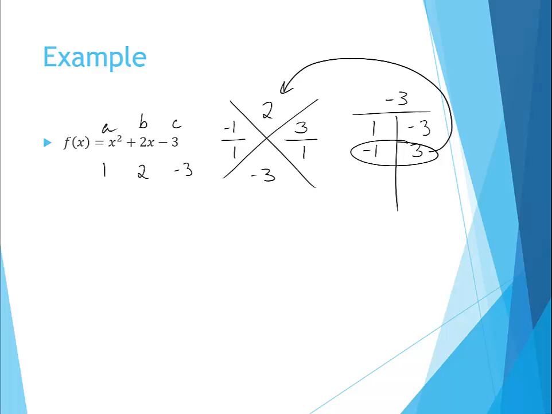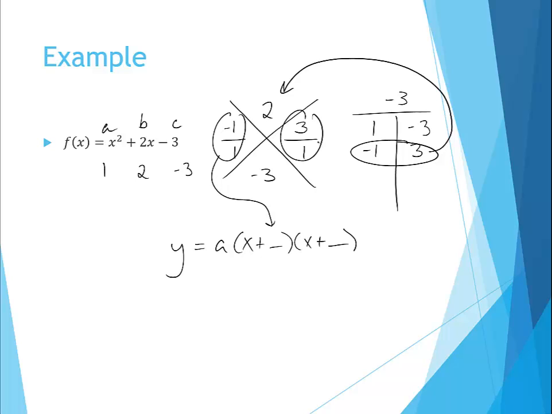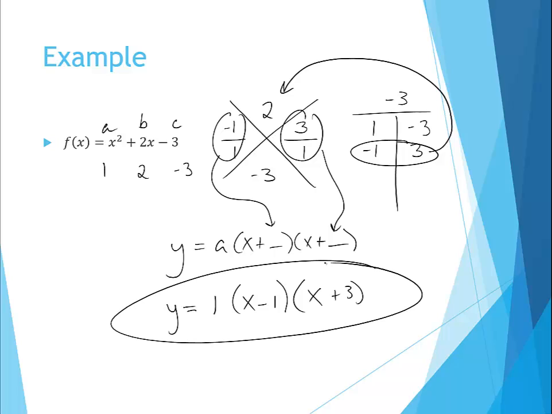Now that we have our fractions, we can make our equation, which is going to be y equals A times (x plus blank) times (x plus blank). This fraction will go in one, and this fraction will go in the other. So y equals A, which is 1, times x plus -1 over 1. 1 divided by 1 is 1, and adding a negative means subtract, so x minus 1, and x plus 3 over 1, which is just x plus 3. And there is your intercept form. So we went from standard form to intercept form.